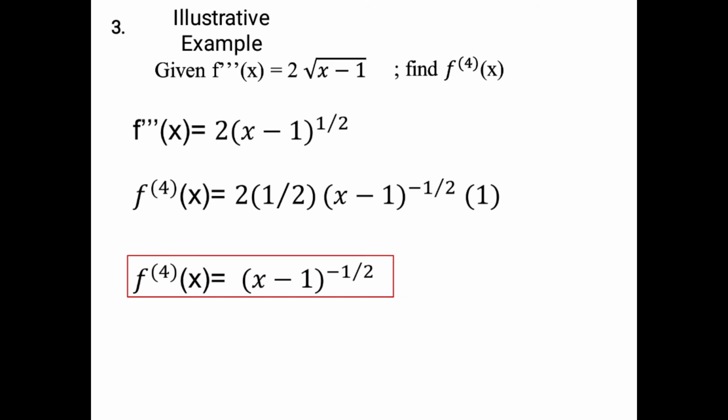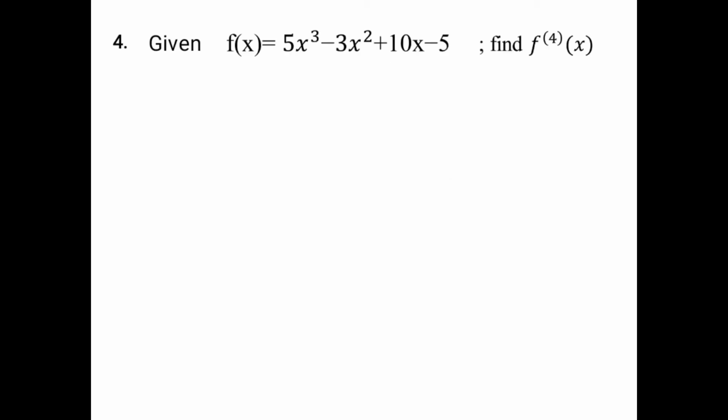The final answer will be the fourth derivative is equal to the quantity x minus 1 raised to negative 1/2. That's so easy. We're just getting the derivative again and again until we get the nth order of derivative. Now let's see this fourth example.